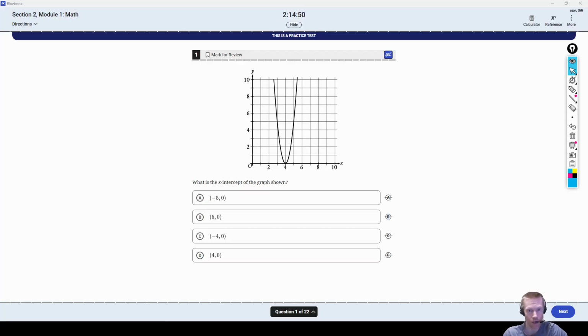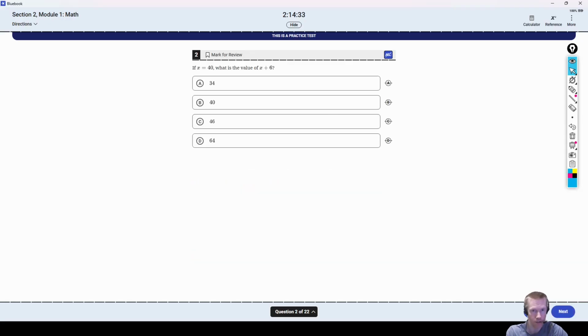First question up here just wants to know, what is the x-intercept of this graph shown? Well, we can clearly see it is intersecting the x-axis here at (4, 0). So the correct answer for this problem is just going to be letter D, and we can move on.